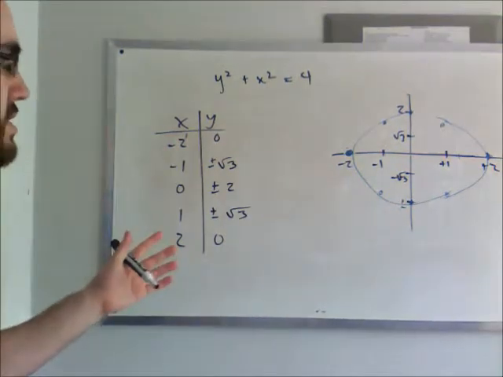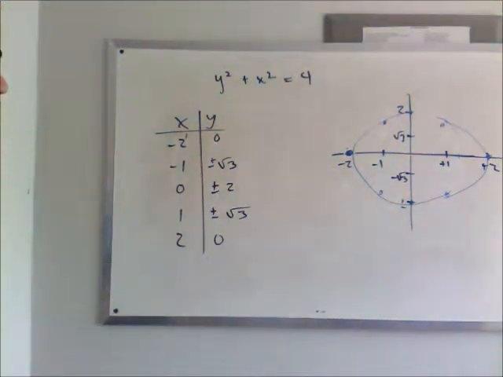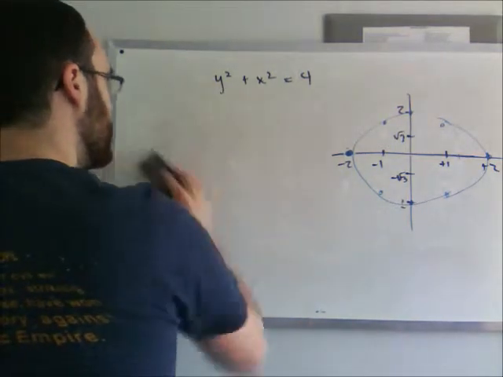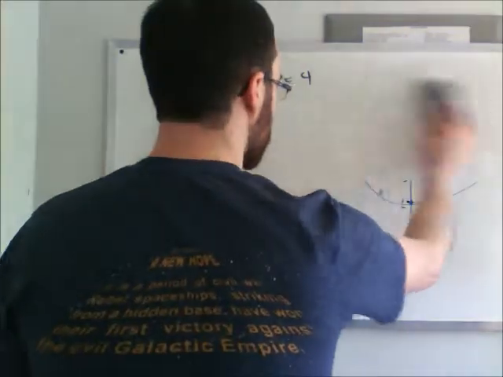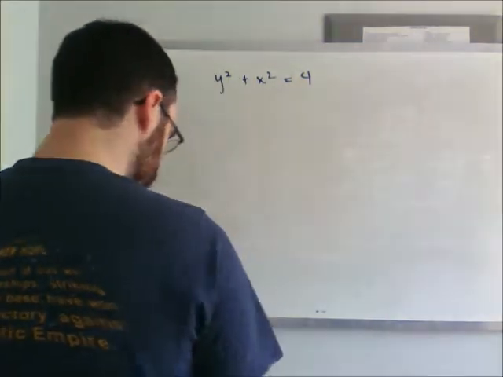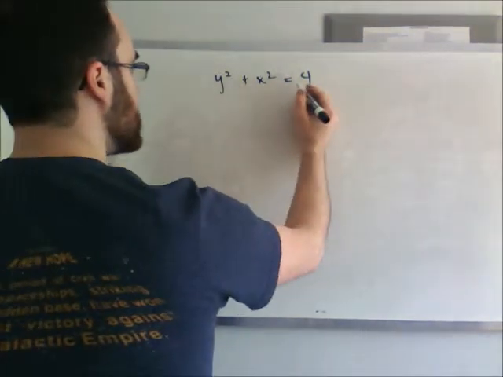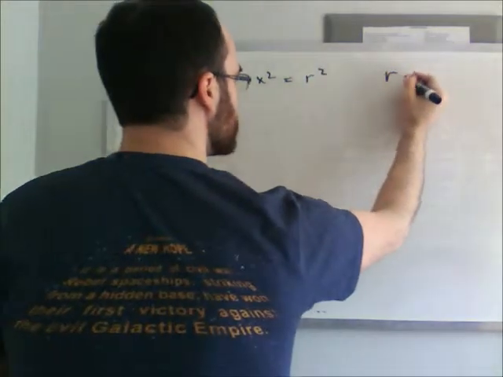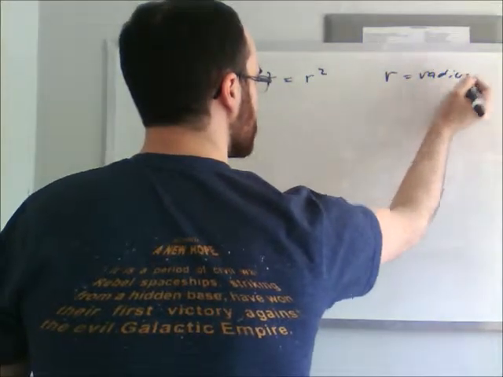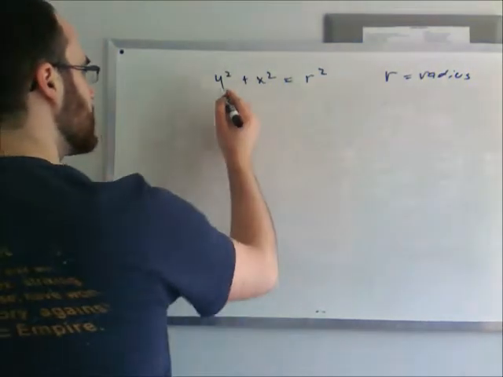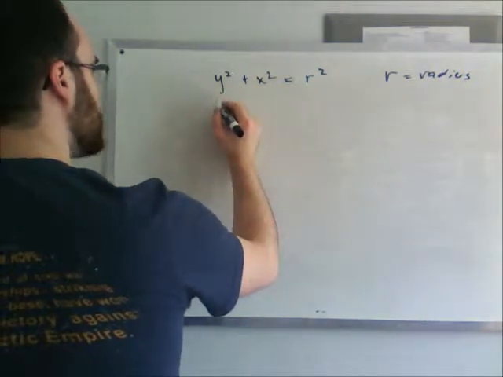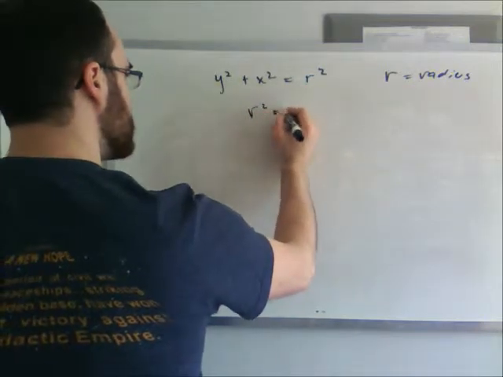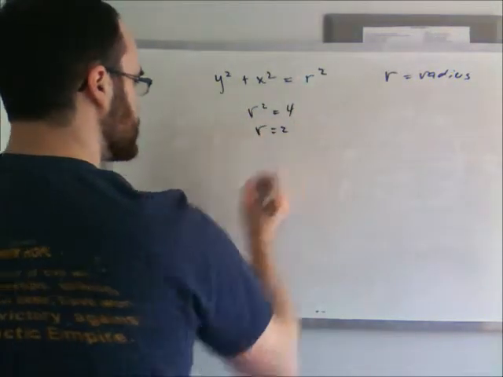So that's how you plot those graphs. You may be asking, what's the easier way to do this, rather than just plotting out values? The easy way is to say y squared plus x squared equals r squared, where r is equal to the radius of the circle. So all we have to do here is say y squared plus x squared equals 4. So r squared must be equal to 4, so the radius must be equal to 2.